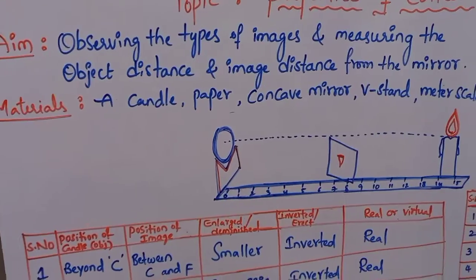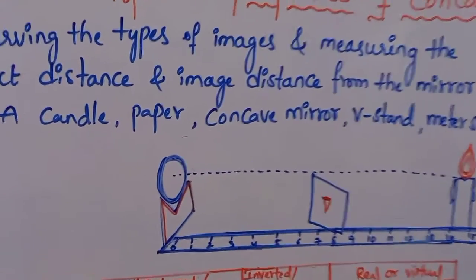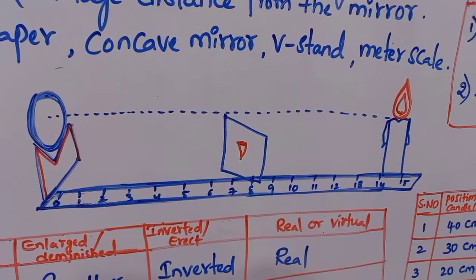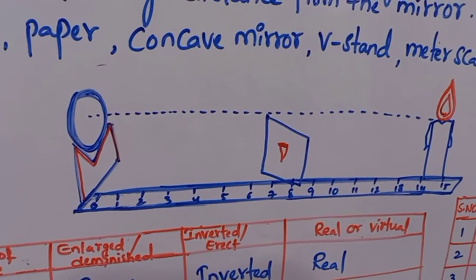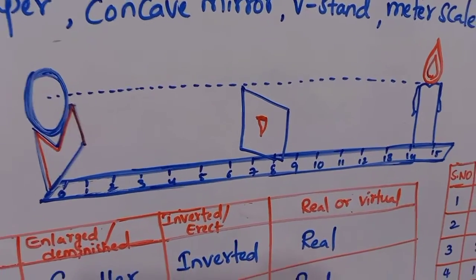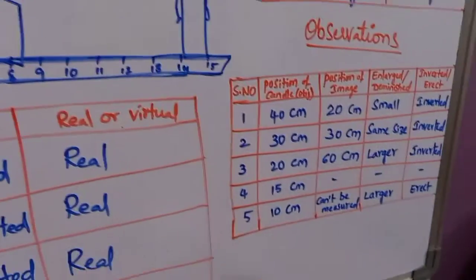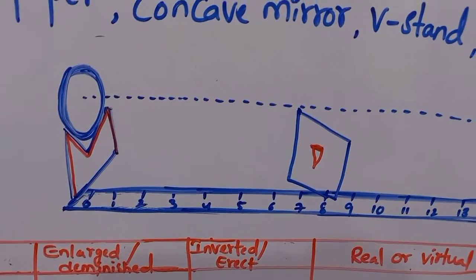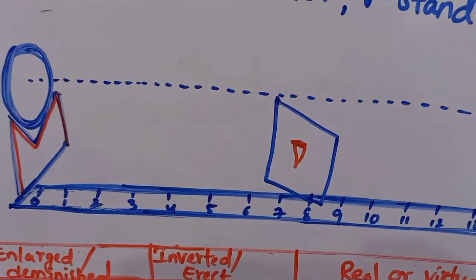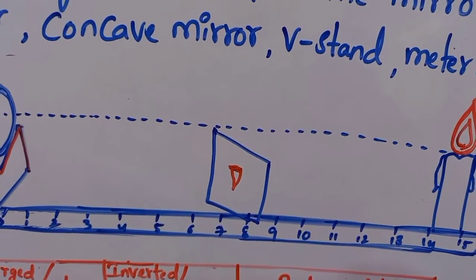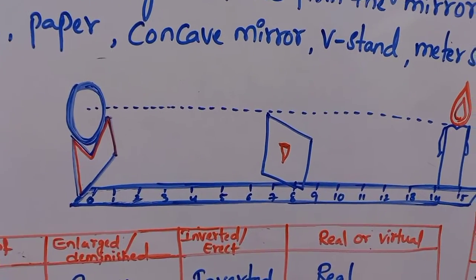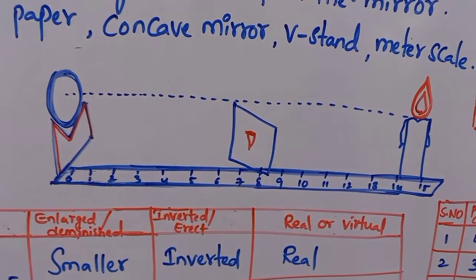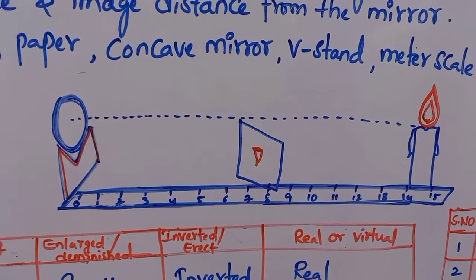Now we see the procedure. First we have to place the concave mirror on the V-stand as shown in the picture. Arrange a candle and a meter scale also as shown in the picture. Keep the candle at different distances from the mirror. Suppose first 10 centimeters, 15 centimeters, 20 centimeters, 30 centimeters, 40 centimeters, like that, in different positions along the axis, and by moving the paper, which is acting like a screen here, find the position where you get the sharp image on the paper.